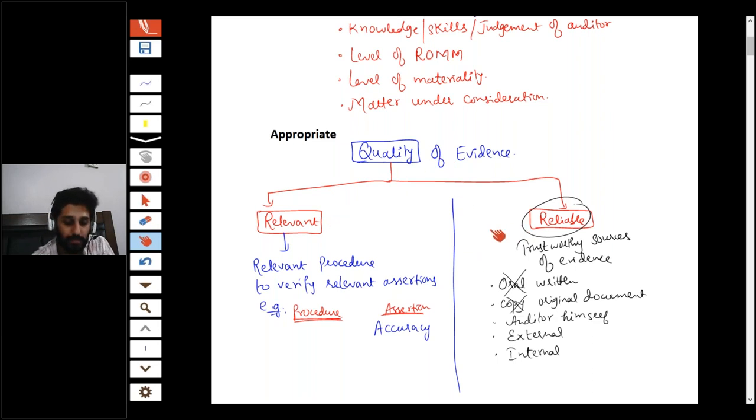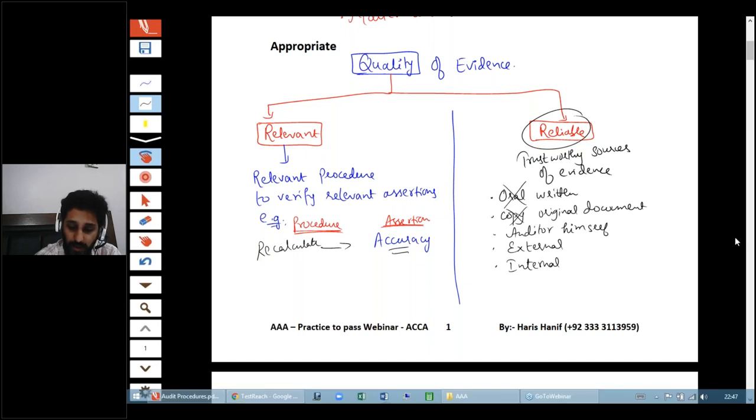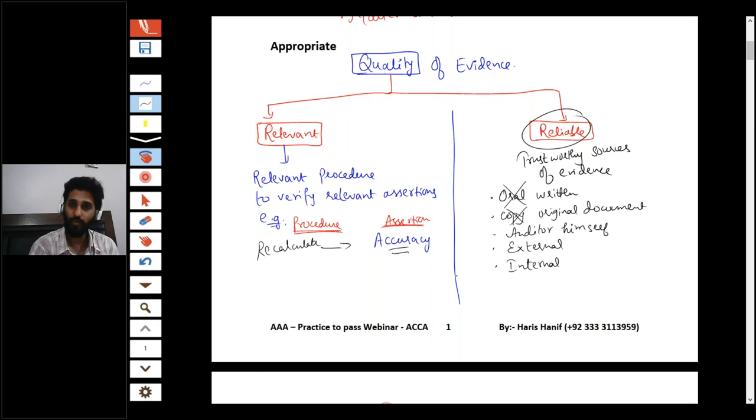Number one, relevant. For example, the assertion is accuracy. It's a relevant procedure to verify relevant assertion. If you want to verify the assertion accuracy, you need to apply the procedure that is recalculate, and recalculate means you just have a calculator doing the recalculation, and the accuracy will be verified.